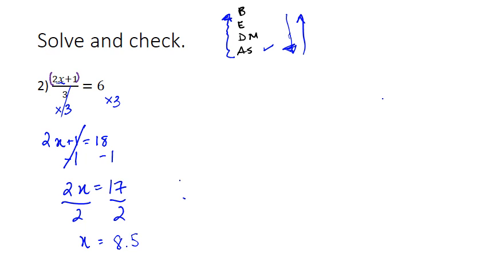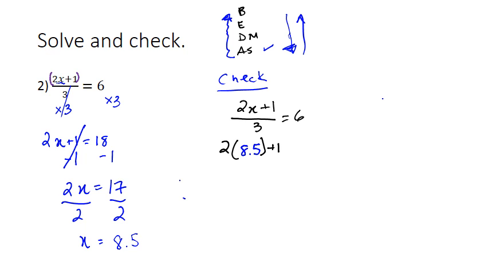My next task is to check, is this right? So is x really equal to 8.5? So I'll start with my equation. So I have 2 times x plus 1 all over 3 is equal to 6. And I think that x is equal to 8.5. So on my next line, instead of writing x, I'm going to write 8.5. And I'm trying to test, is that equal to 6?